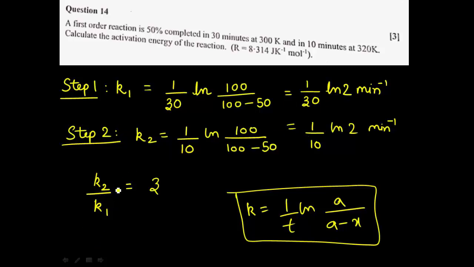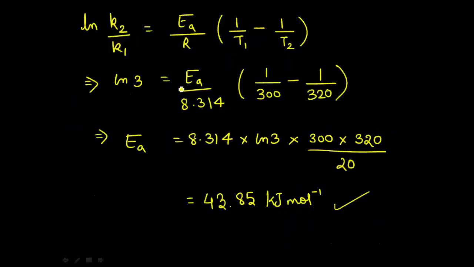Now when you divide these two equations, what you get is 3. K2 by K1 is 3. Now this is a derived expression from the Arrhenius equation: ln K2 by K1 is equal to the activation energy by R into 1 by T1 minus 1 by T2. All the values are given to you in the question. What you need to find is this activation energy. Put all the values, use your calculator, and you will conclude that the answer is 43.85 kilojoule per mole. Epic. Next.